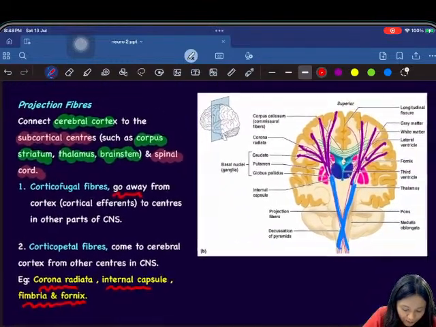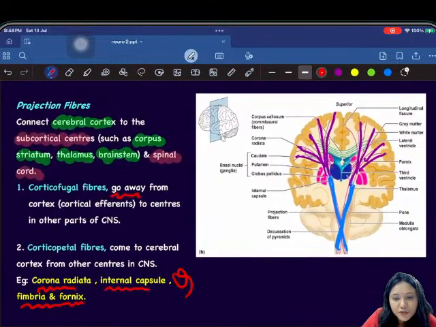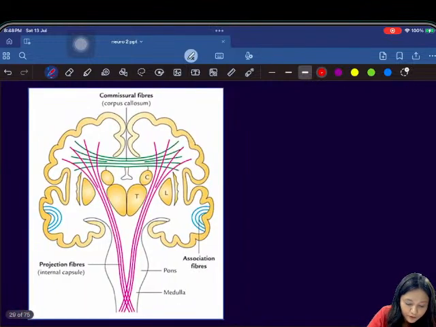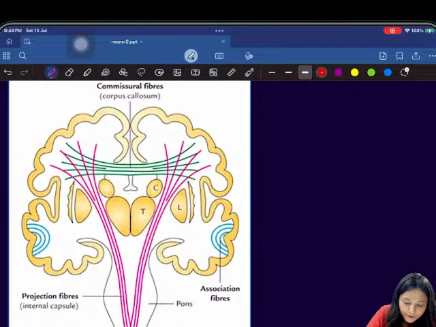So if they ask you about the internal capsule, it is the projection fibers. If they ask about the corpus callosum, it is the commissural fiber. So that's what we have just learned.